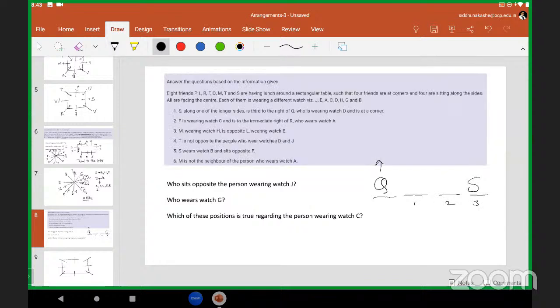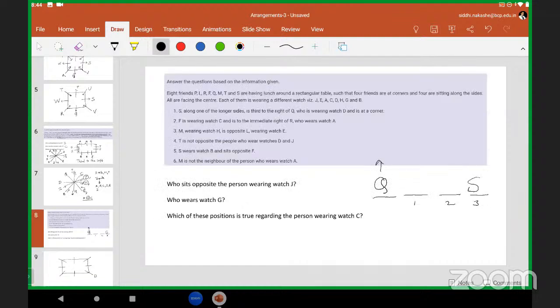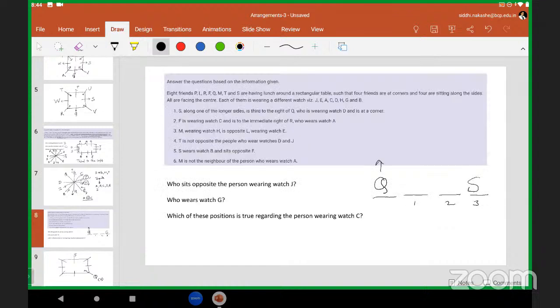Okay, so now which watches are people wearing? Q is third to the right of Q, who is wearing a watch D and is at the corner. So let us say Q is sitting at this corner wearing a watch D, I'm putting it in bracket, and third to the right is who? S, fine.